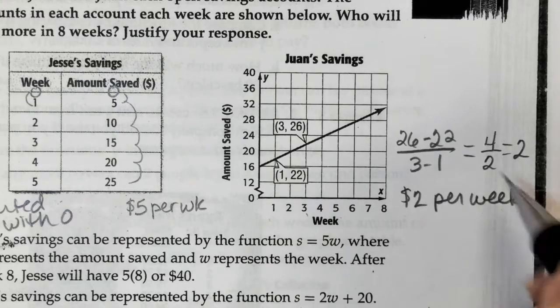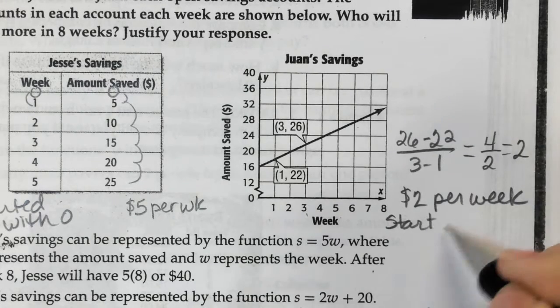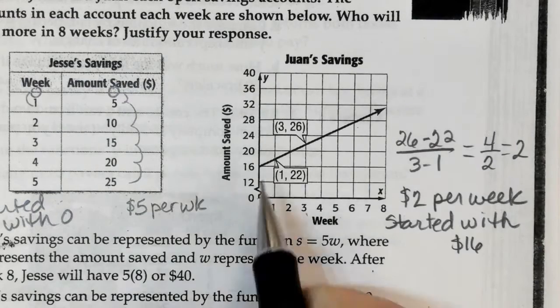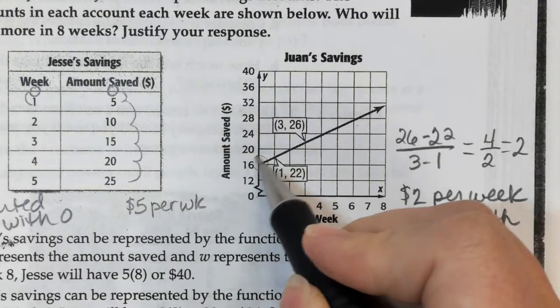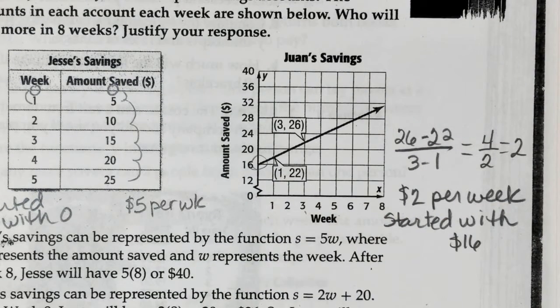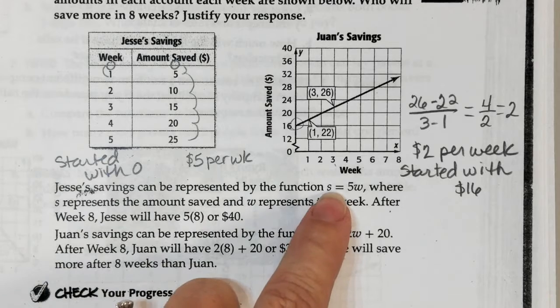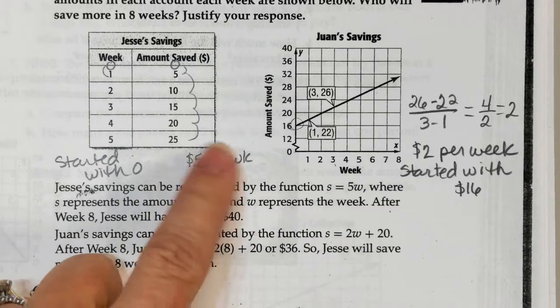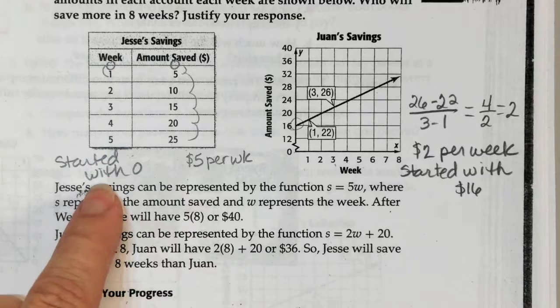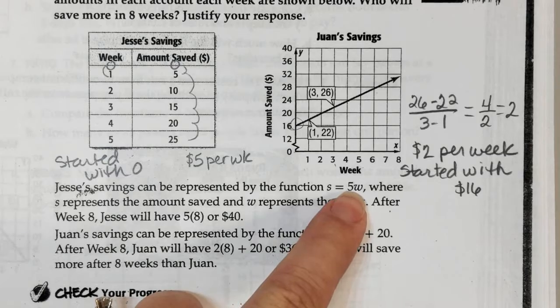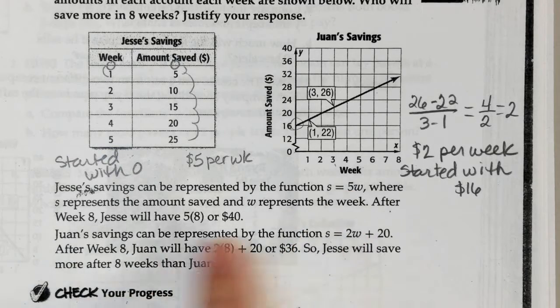What did he start with? How do you know he started with 16? Right. You can see, guys, that's the y-intercept. That's the initial value or the starting point. So your y-intercept is your starting point. So look at what it says under here. Jesse's savings can be represented by the function S equals 5W. Do you see how that goes with this? When there's no y-intercept, it's always going to be a direct variation equation because you're not going to have a plus or minus anything. And after week 8, Jesse will have $40.